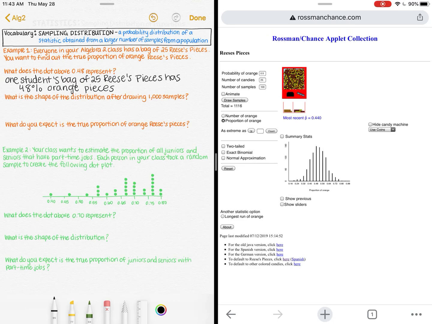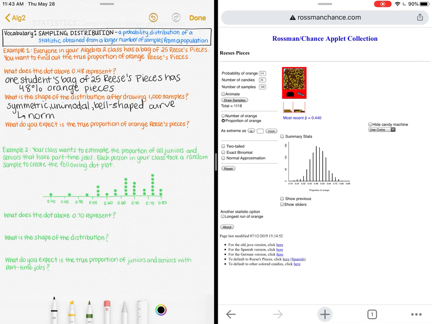Now the next question is, what is the shape of the distribution after drawing 1,000 samples? As you can see, after drawing so many samples, we have a symmetric and unimodal bell-shaped curve, which means we have a normal distribution.